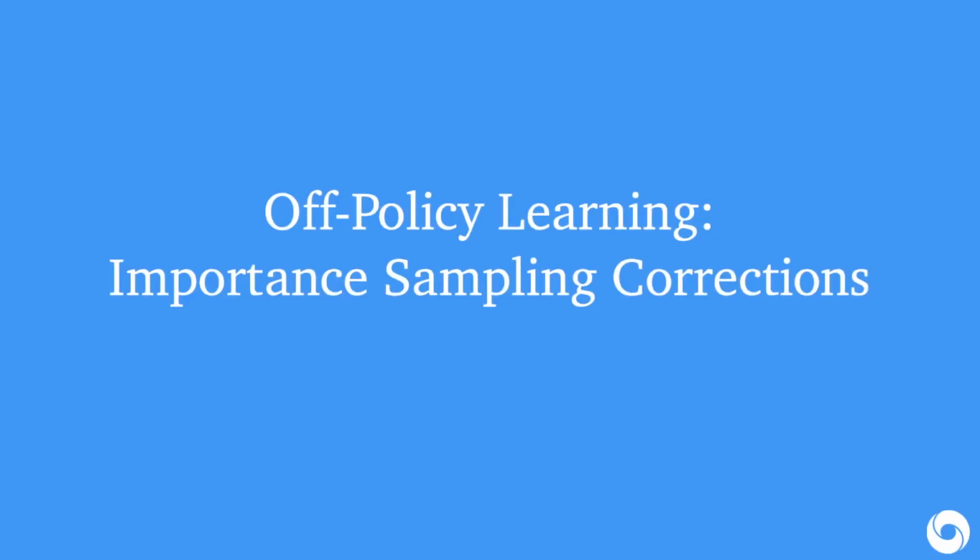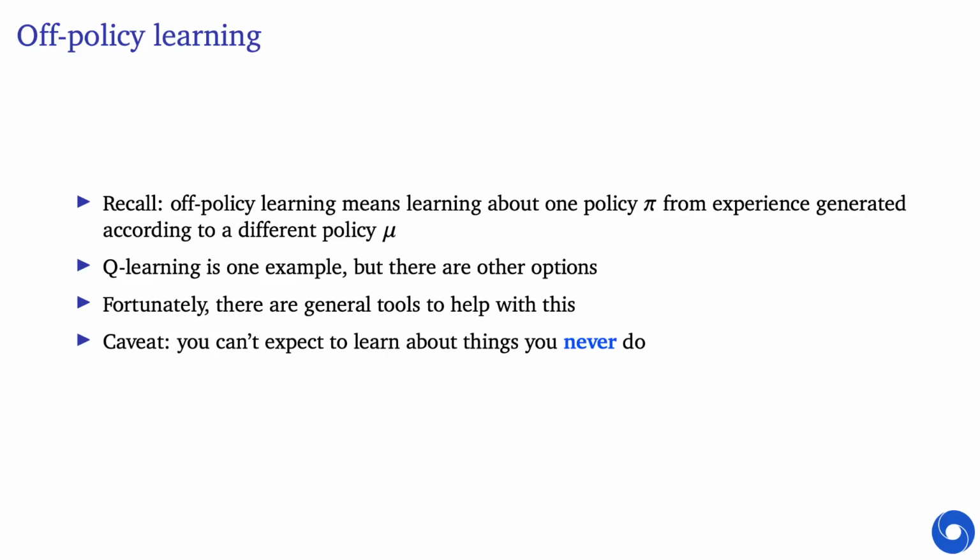We're going to move on to more generically off-policy learning. We talked before about different reasons to do off-policy learning, and then we went into some detail to talk about off-policy learning for the greedy policy, because this is useful for value iteration and policy iteration style algorithms. Now we're going to talk more generally about off-policy learning, and specifically we're going to talk about how to use importance sampling corrections to do this.